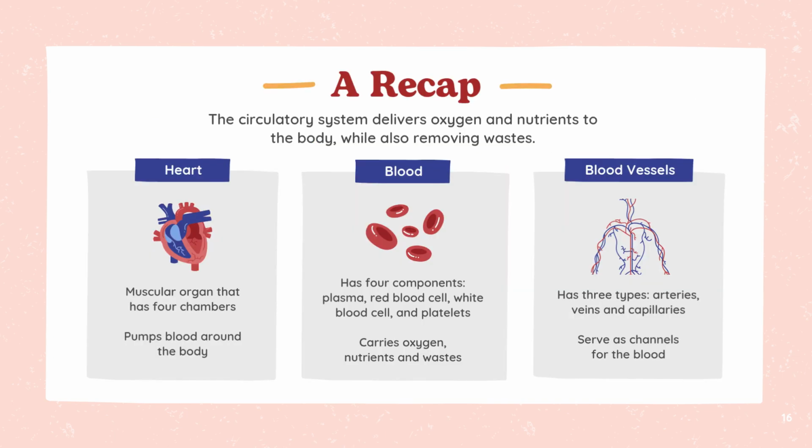A recap: the circulatory system delivers oxygen and nutrients to the body while also removing waste. Heart is a muscular organ that has four chambers and pumps blood around the body. Blood has four components: plasma, red blood cells, white blood cells, and platelets. It carries oxygen, nutrients, and waste. Blood vessels have three types: arteries, veins, and capillaries. They serve as channels for the blood.